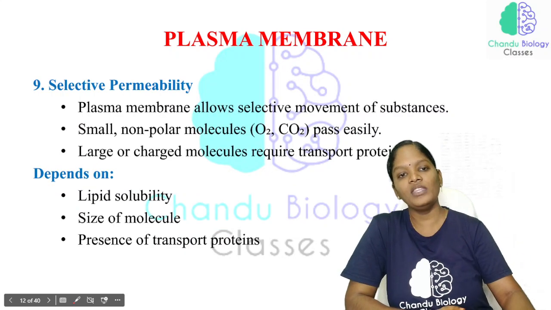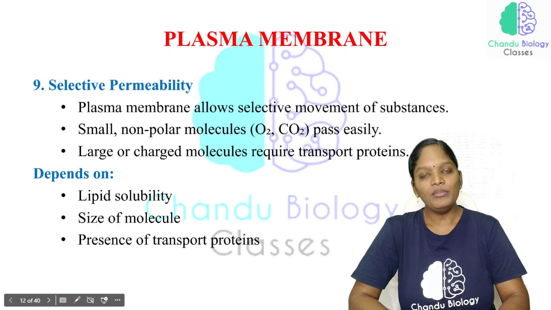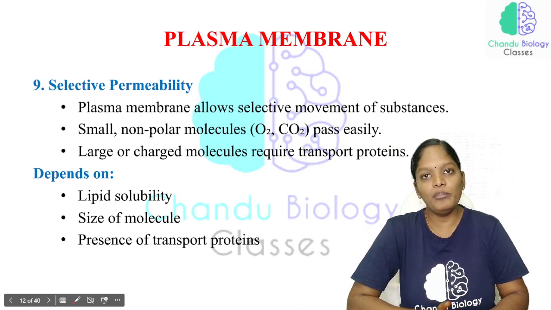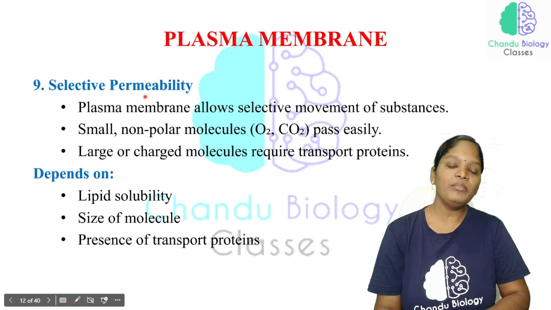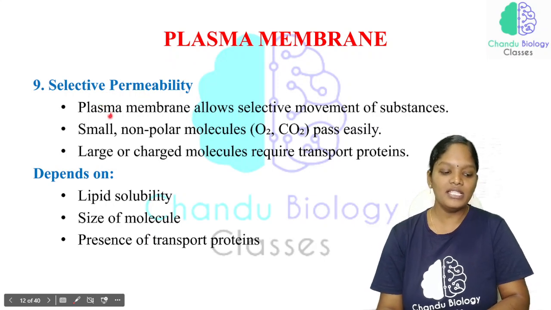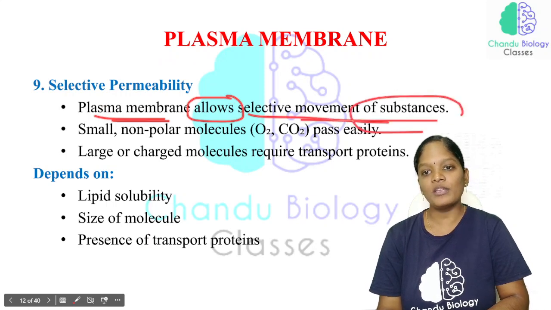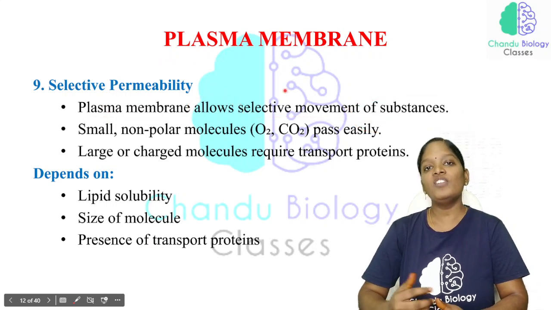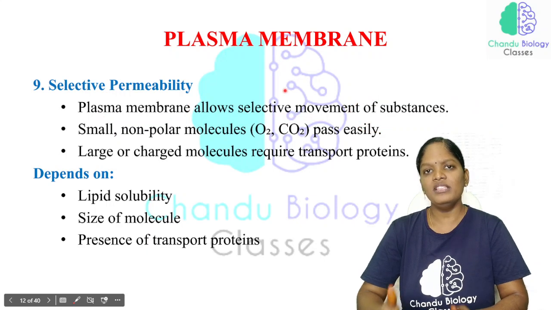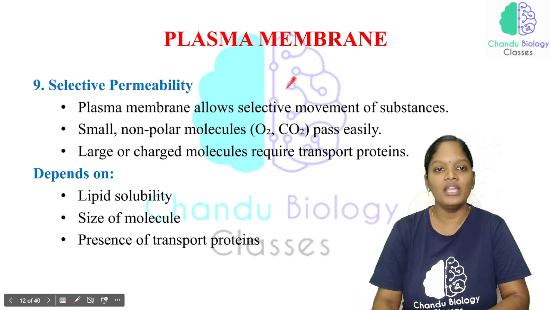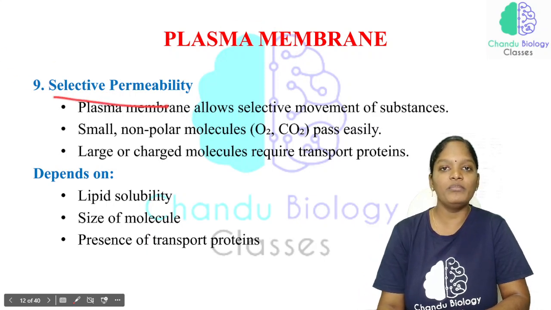Now come to another important thing. As a plasma membrane, it will be selectively permeable. Selective permeability, in the sense, this plasma membrane allows a selective movement of the substances. The plasma membrane will not allow all the substances, but instead it will allow some important substances which are necessary for the cell. That is why we are saying selective permeability.